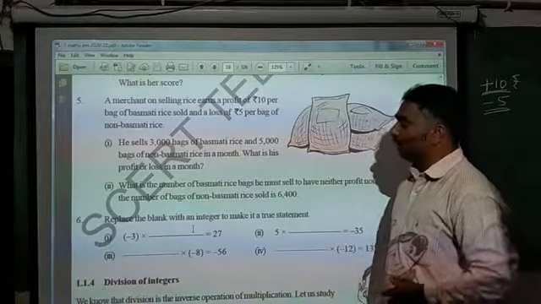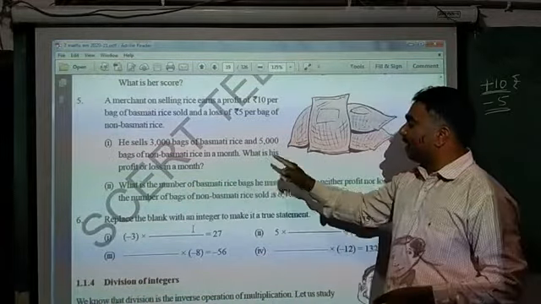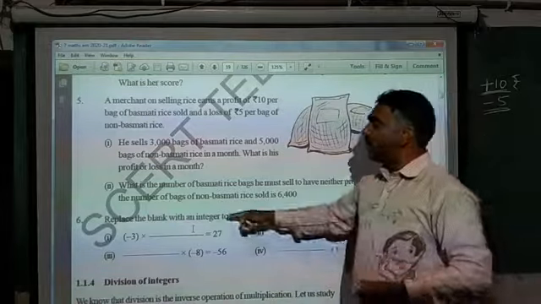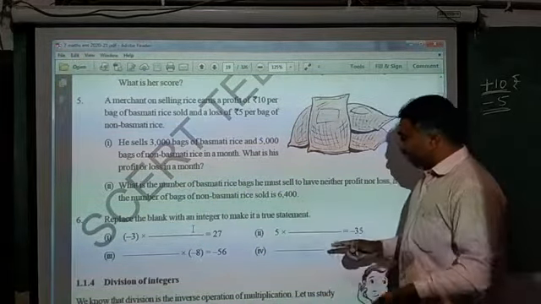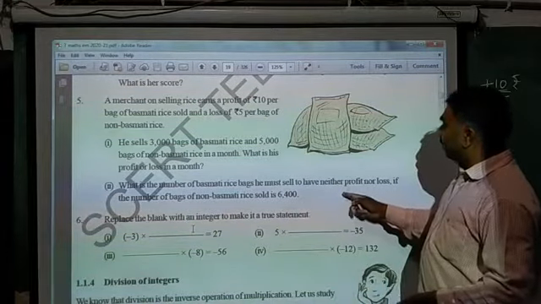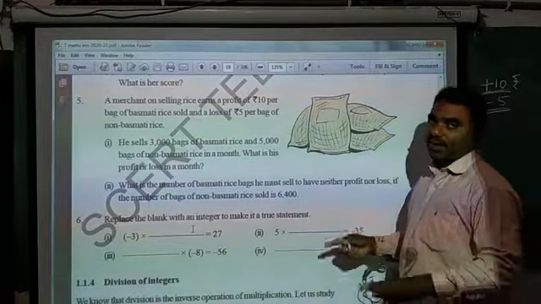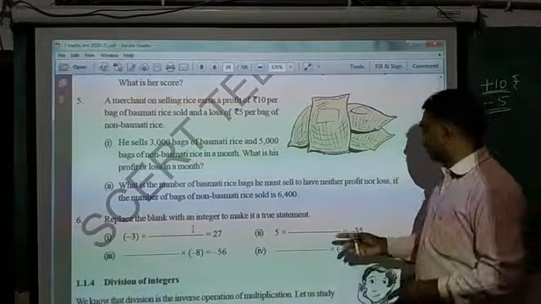Second question is something twisting. What is the number of basmati rice bags he must sell? You need to find it here. How many basmati rice bags he sold, when he is to have neither profit nor loss. He is not getting profit and loss also. Profit also he did not get, loss also he did not get.